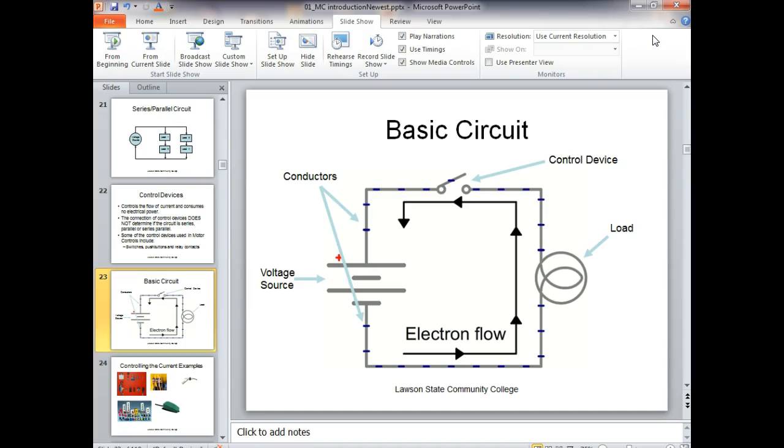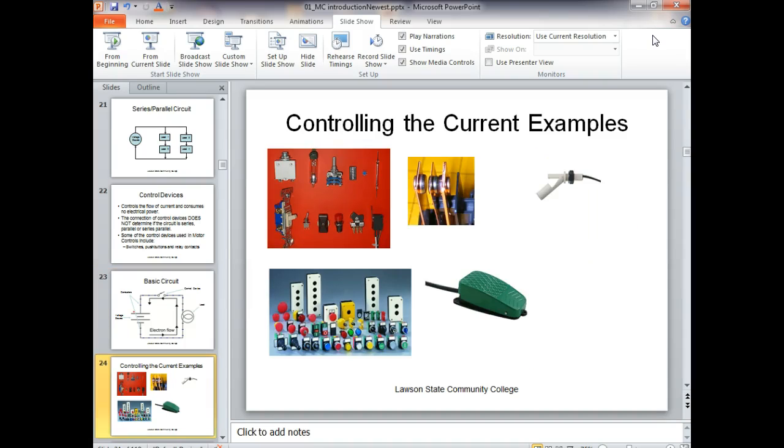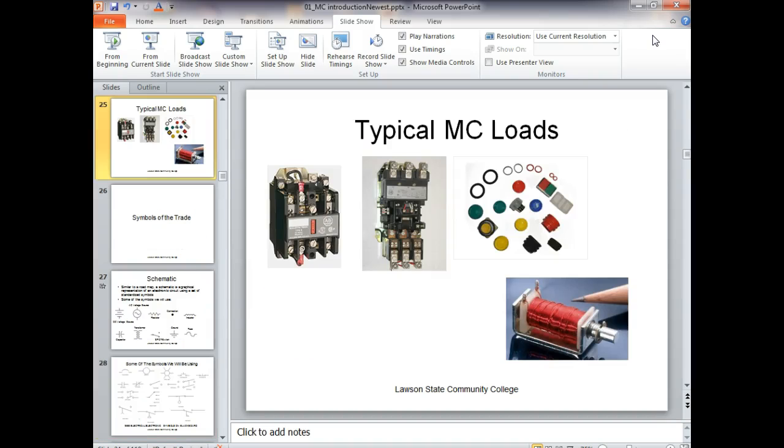We looked at some control devices, what we use to control the flow of current, and we said that how the control devices are hooked does not determine if it's a series circuit or a parallel circuit, right? You understand? What determines if it's series, parallel, or series parallel? How we connect the what? Load, right.